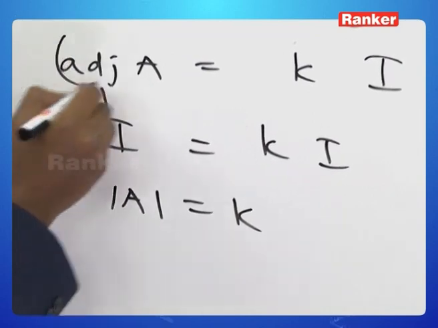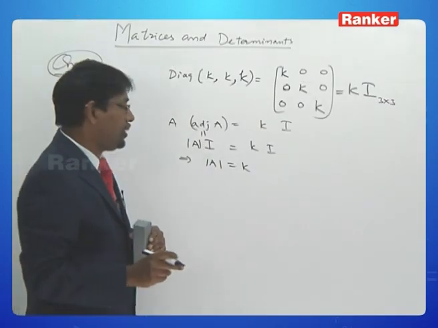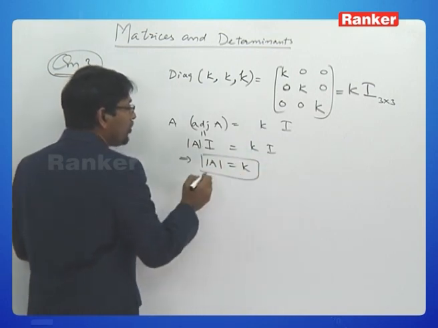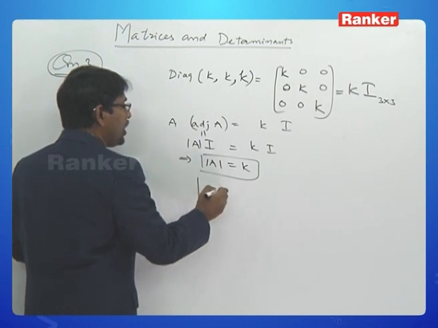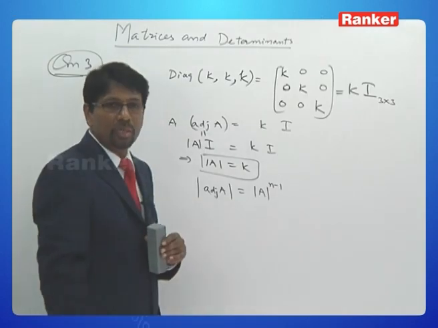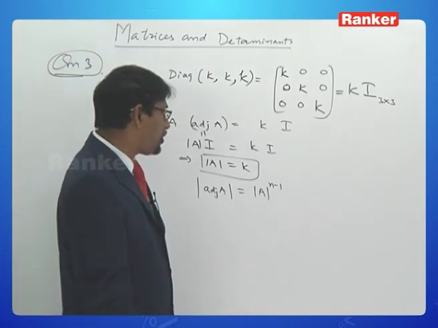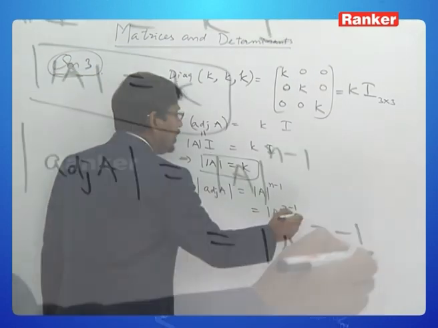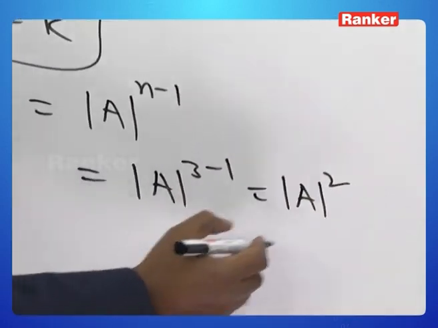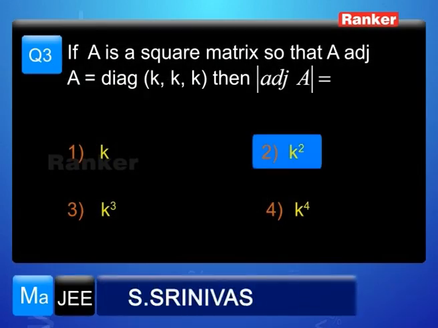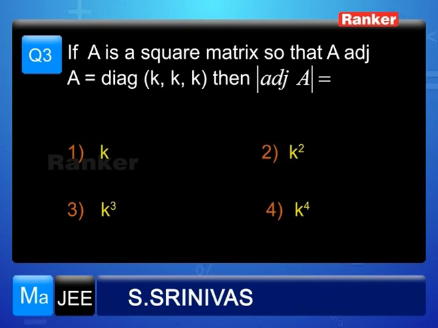See, we know that A into adjoint of A is equal to determinant of A into I. So determinant of A is K. That's what we could conclude. And we also know that determinant of adjoint of A is equal to det A to the power n minus 1, where n is the order of the matrix A. But here, what is the order of the matrix A? It's 3. So we have det A to the power 3 minus 1. That makes it det A square. But what is det A? K. So answer is K square. Therefore, the right option is answer 2.